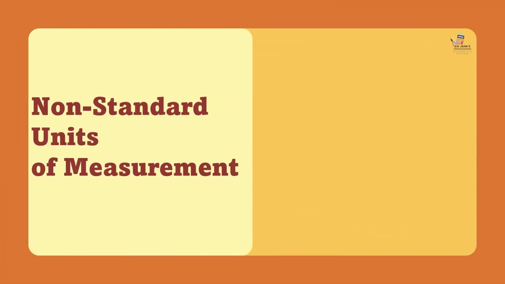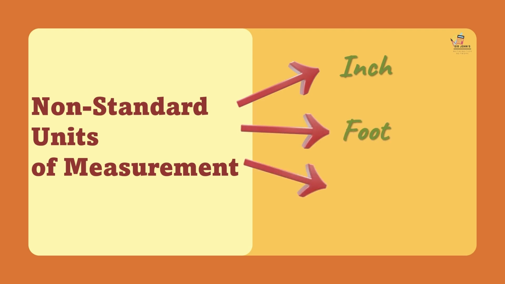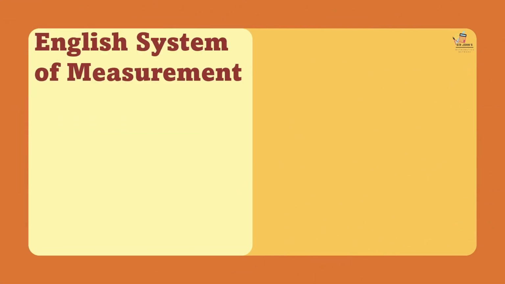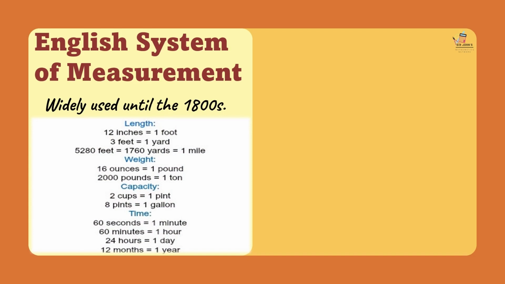The non-standard units of measurement later on evolved into what is now the inch, foot, and yard. And those are the basic units of length in the English system of measurement. English system of measurement was widely used until the 1800s. So these are the examples of the conversions and units used under the English system of measurement.